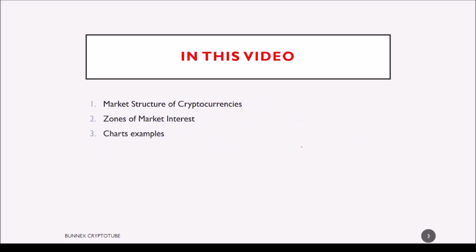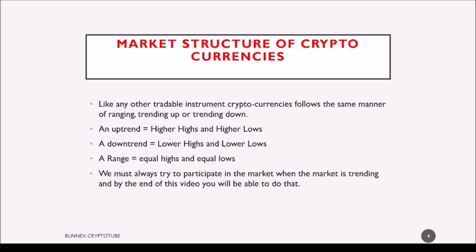So in this video, we are going to first define the market structure of cryptocurrencies, then the zones of market interest within the cryptos. Then, last but not least, the chart example, which is actually the most important topic within this video, so that you'll be able to actually play it in your own charts. So market structure of cryptocurrencies, what do we mean by that?